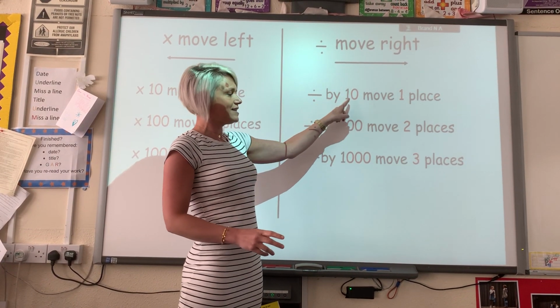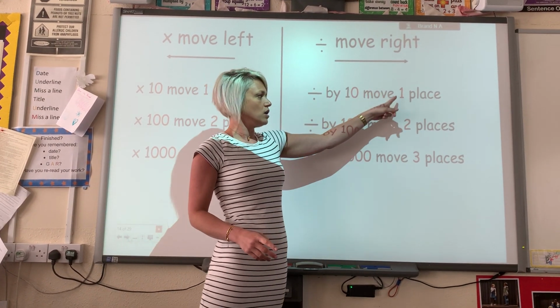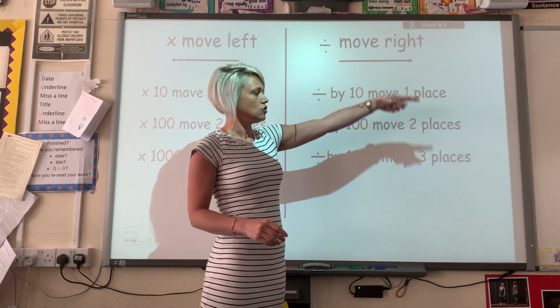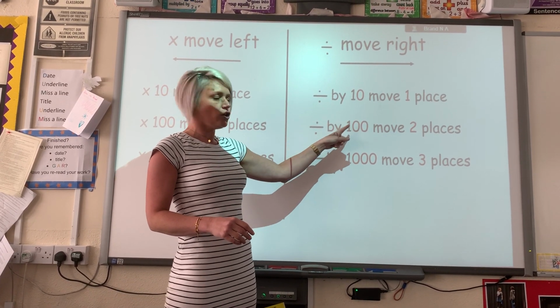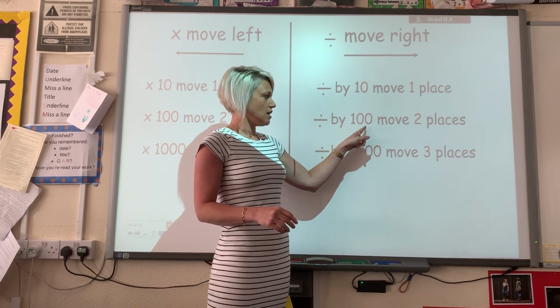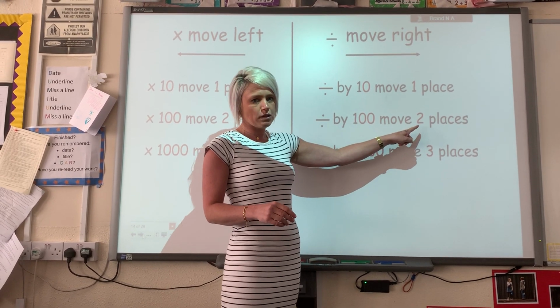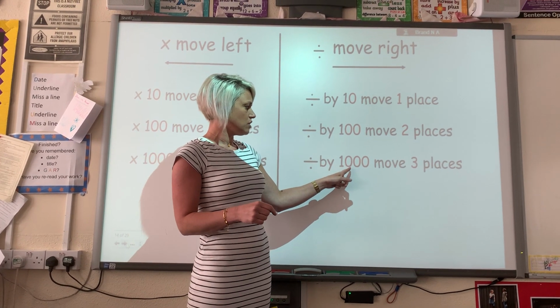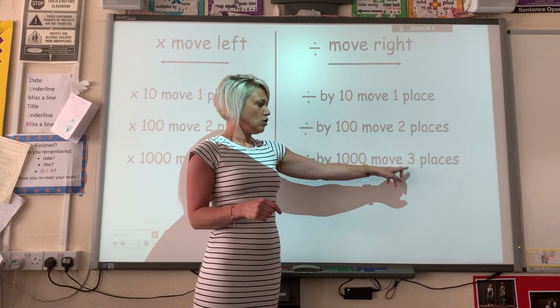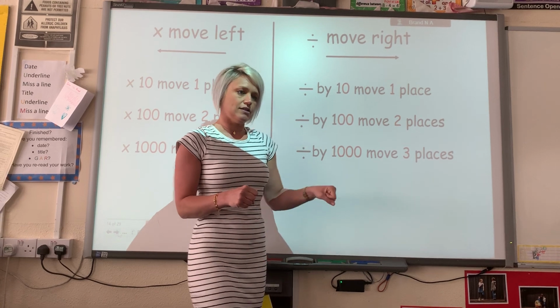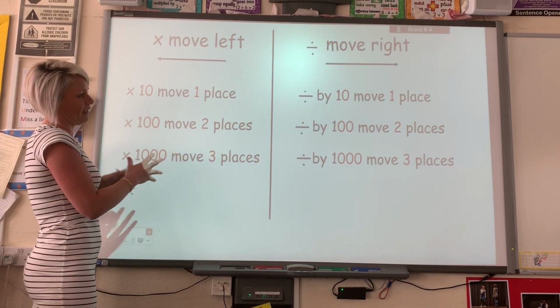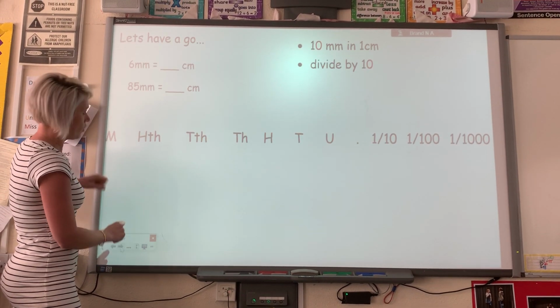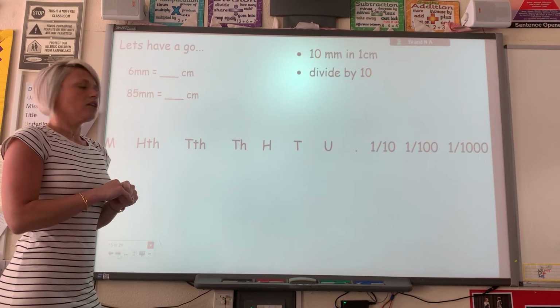So when we divide by 10, there's 1 zero, so we move the digits one place to the right. When we're dividing by 100, there's 2 zeros, so we move all the digits 2 places to the right. And when we're dividing by 1,000, there's 3 zeros, so we move all the digits 3 places to the right. So try and remember that, and then hopefully you shouldn't go too wrong. So let's have a little go first.